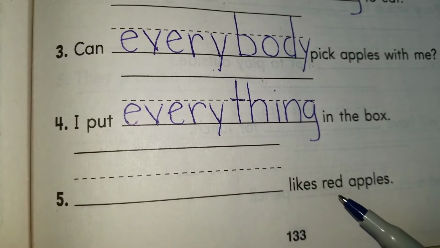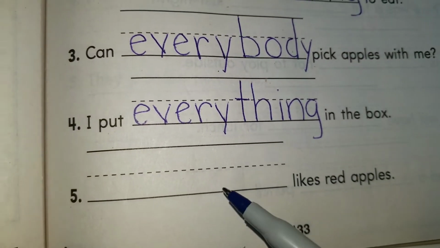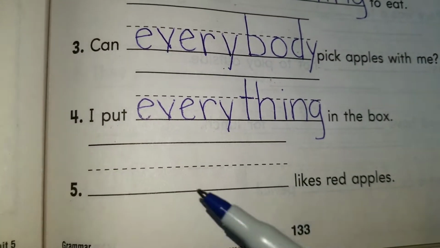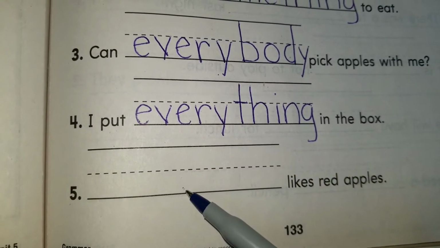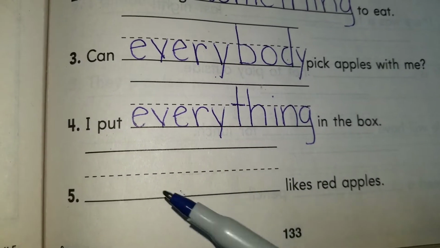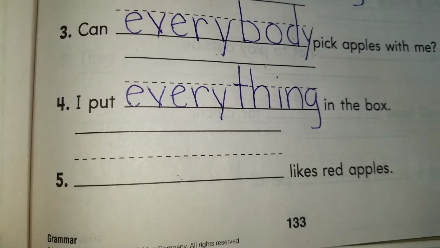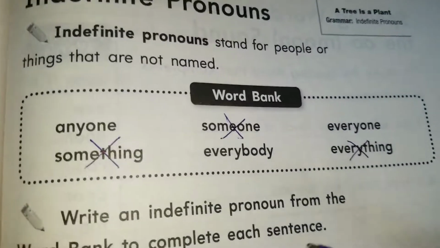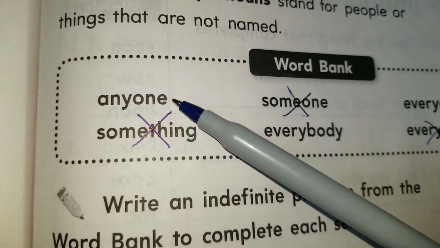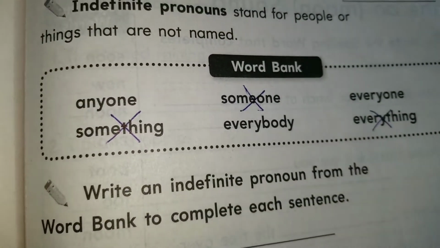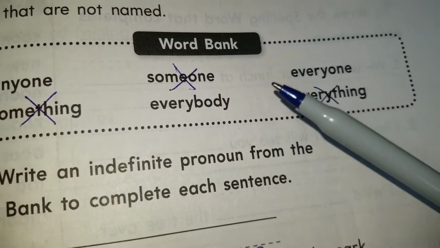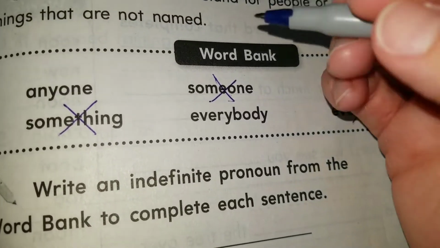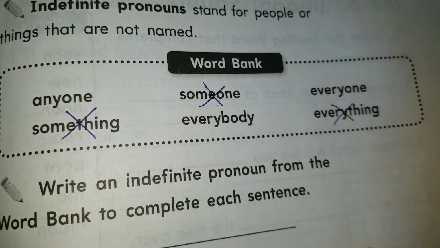Blank likes red apples. Do we need a pronoun that names a person or a pronoun that names a thing? I would say let's look for a person, right? A pronoun that names a person. Can we say anyone likes red apples? No, that one doesn't make sense. How about if we say everybody likes red apples?